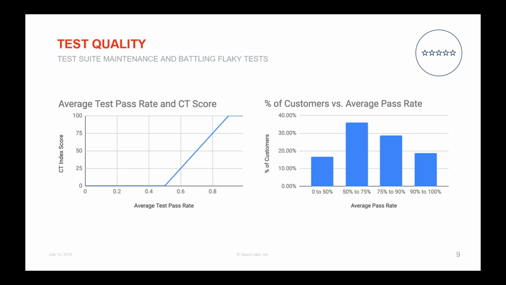So that's test quality. And on the right, this is basically the component that drags most organizations' score down the most, as you can see there. But about 20% of customers have that benchmark for excellence of 90% or above. And that's where hopefully, if you're measuring this, you can shift so that we can get more organizations in that bucket of excellence on this score.